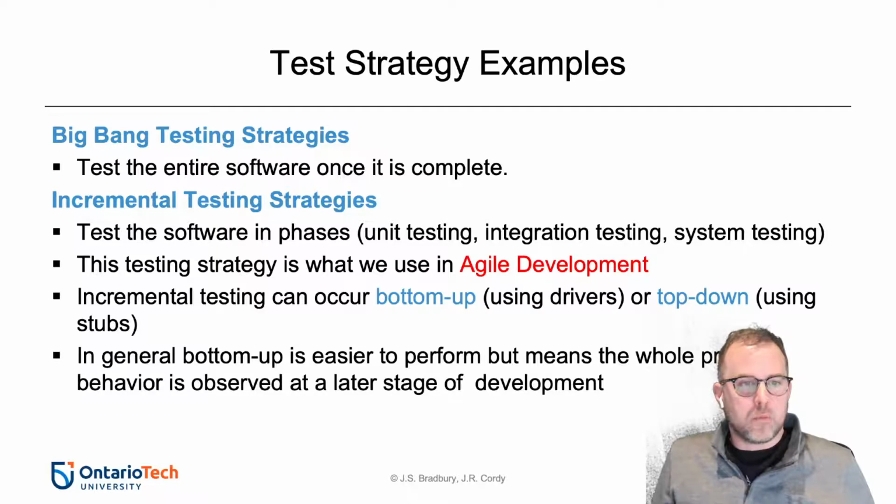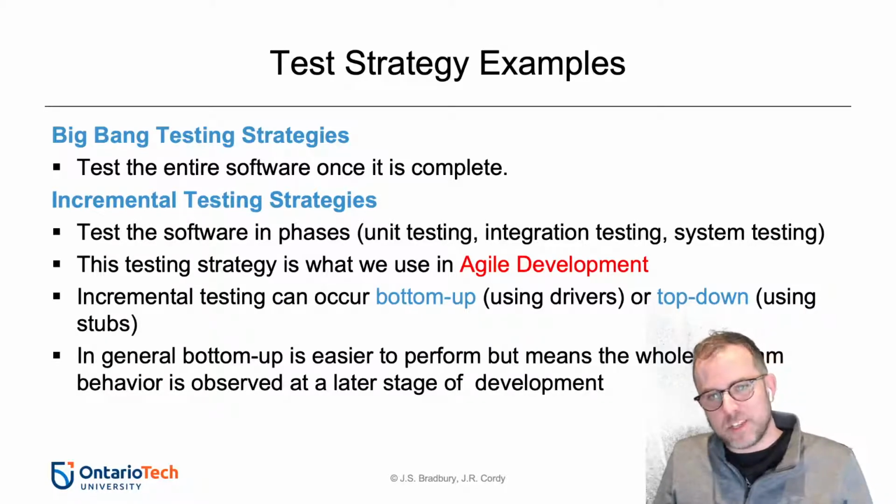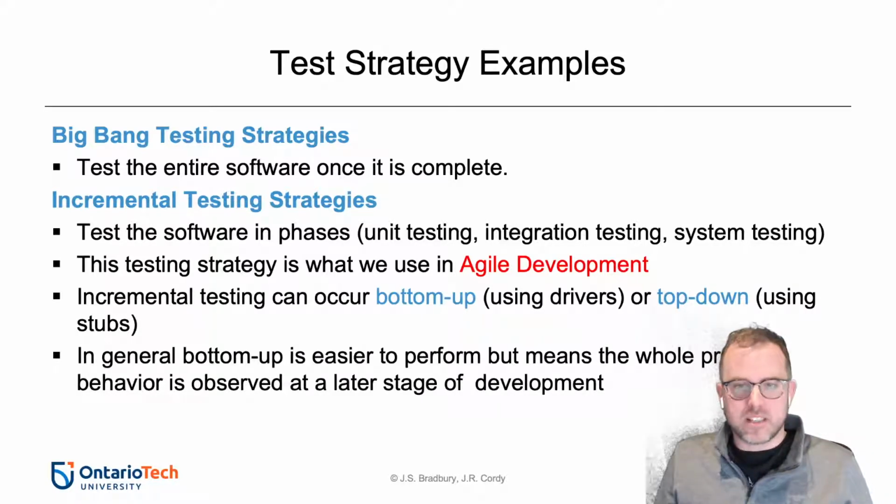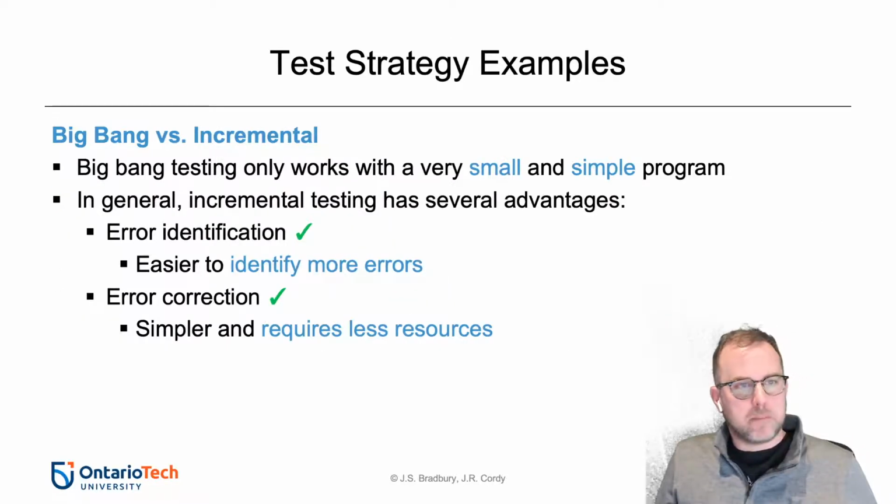So in general, bottom up is easier, which is often why it's used, but it has the side effect that you don't get to observe the overall system behavior until later. So system testing comes later, but you do benefit from the fact that everything in the system has been tested independently as units. Okay, so that's a little bit about Big Bang versus incremental.